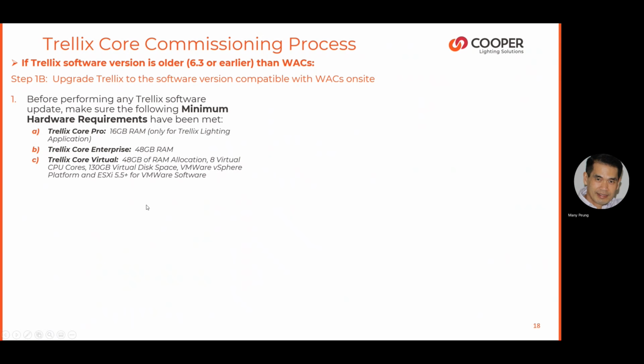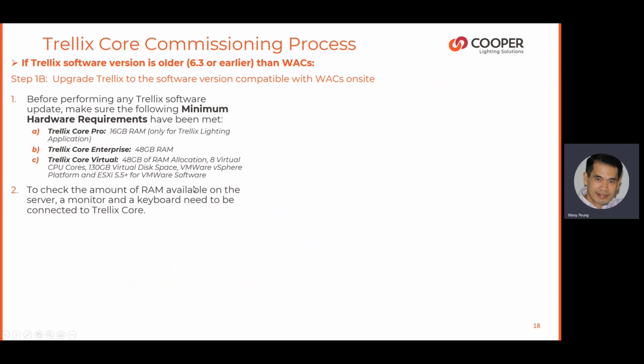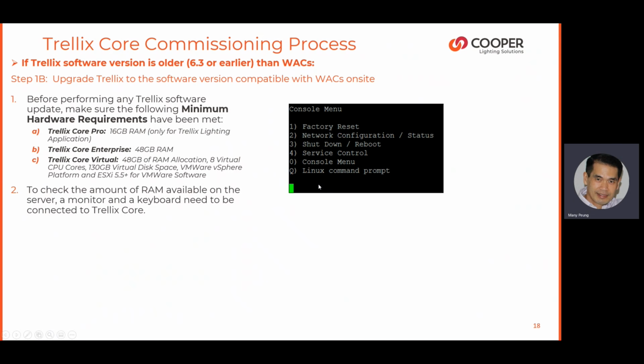So how do we check this? In order to check the amount of RAM that is available on the server, you need to have a monitor and a keyboard plugged into the Trellix Core server. Once you plug into it, if the Trellix Core is already running, you're not going to be able to see this menu. When that happens, if you don't see anything or you see a blank screen, you just need to power cycle the Trellix Core again and wait for it to fully load.